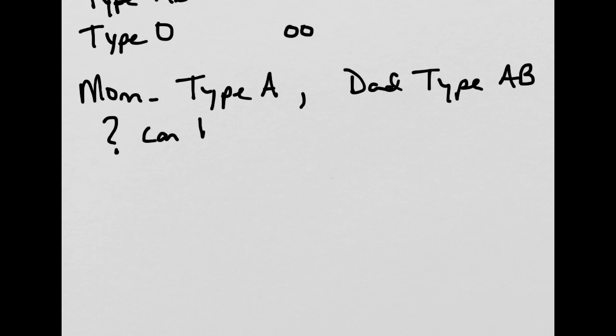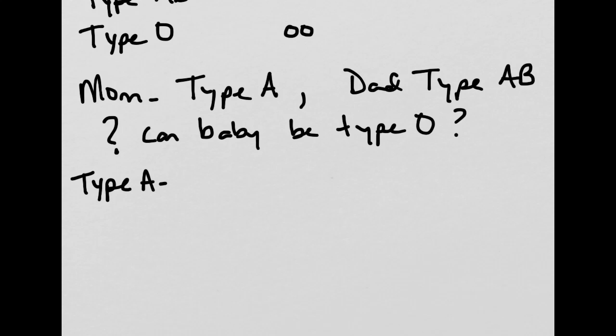Can the baby be type O? Is that possible? Let's take a look. If Mom is type A, that means her genotype is either homozygous A or heterozygous carrying an O, right? Dad's type AB, so times AB.